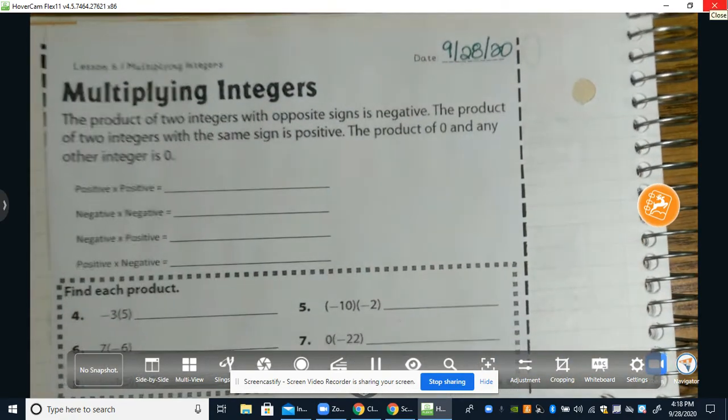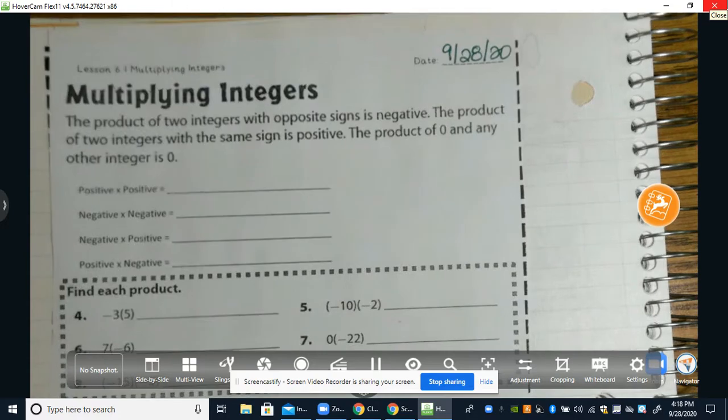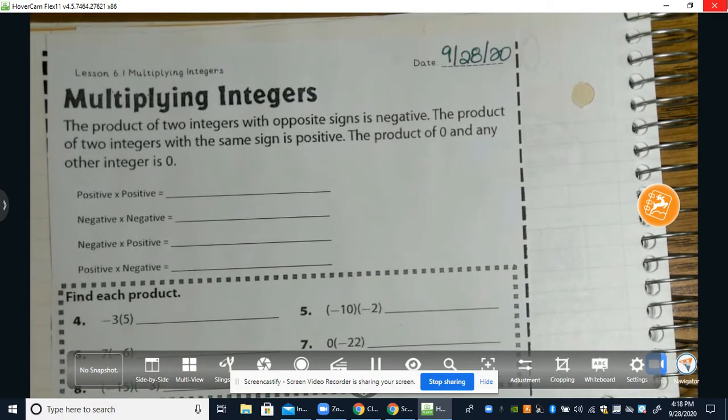We're going to talk about multiplying integers today, which we've already gone over. Let me lock this in place. All right, so the product of two integers with opposite signs is negative. The product of two integers with the same sign is positive. The product of 0 and any other integer is 0.